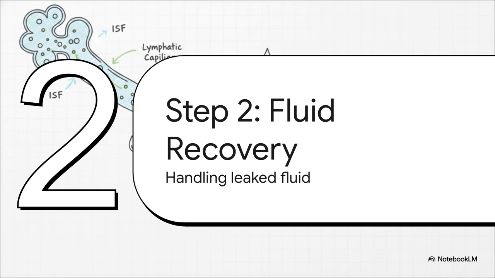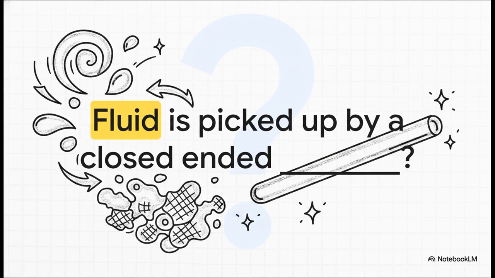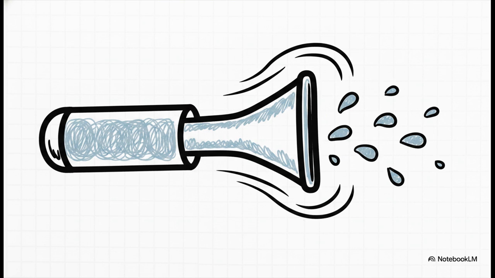Step 2, fluid recovery. Time to clean up the leak. So we've got fluid leaking out and pooling around our cells. If this just kept happening unchecked, we'd swell up like giant balloons. The body has to recover this leaked interstitial fluid. Our prompt for step 2 is pretty fascinating. This fluid is picked up by a closed-ended blank found within the tissues. The absolute crucial clue here is the phrase closed-ended. We're looking for a highly specialized structure, nestled right there in the tissues, whose sole purpose is to pick up the slack. And the answer is the lymphatic capillary.